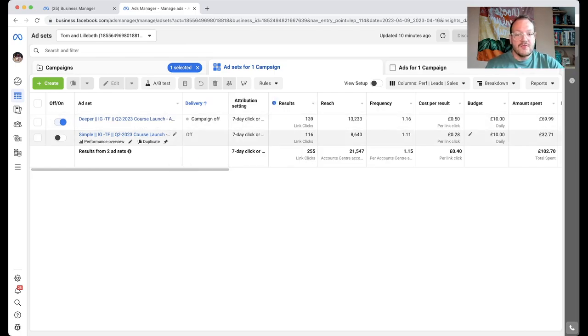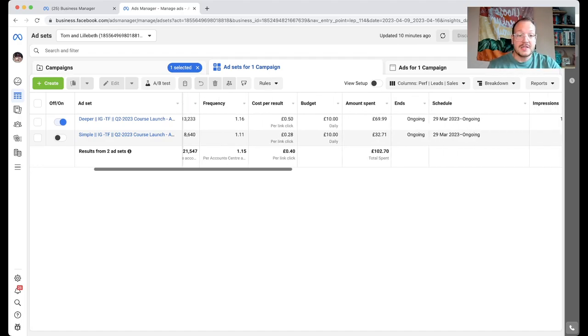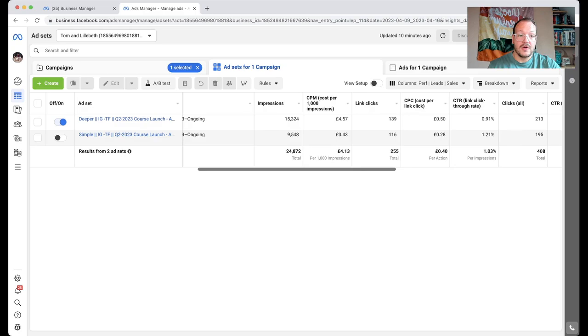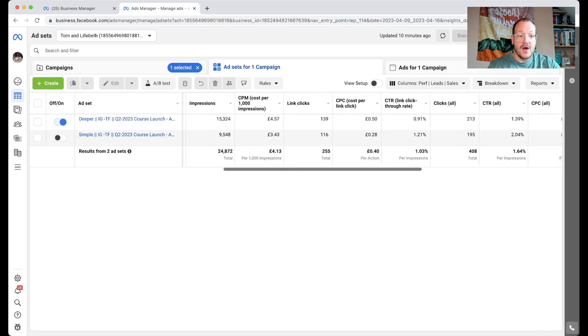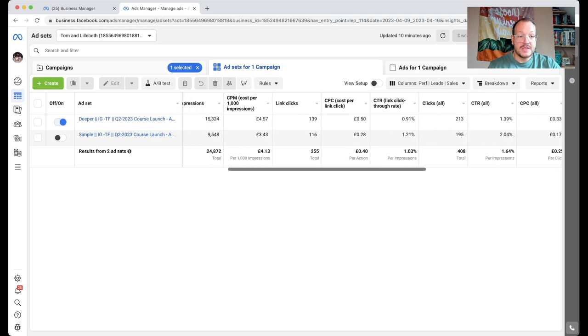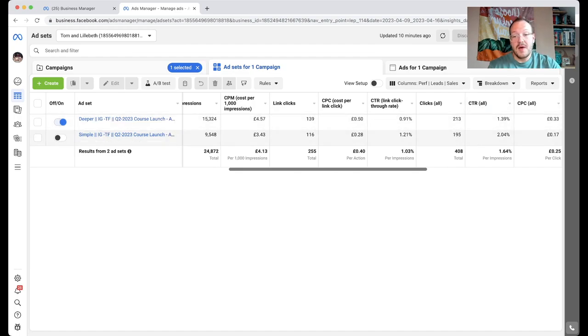Of course, results is super important, but I always review from the right hand side to the left, because if we make our decisions purely based on the amount of results that we get in, we're going to miss the telltale signs of what the metrics actually tell us. So we're going to scroll all the way across to here, where we've got our CTR all, our CPC all, etc. We're going to review from here and go backwards.